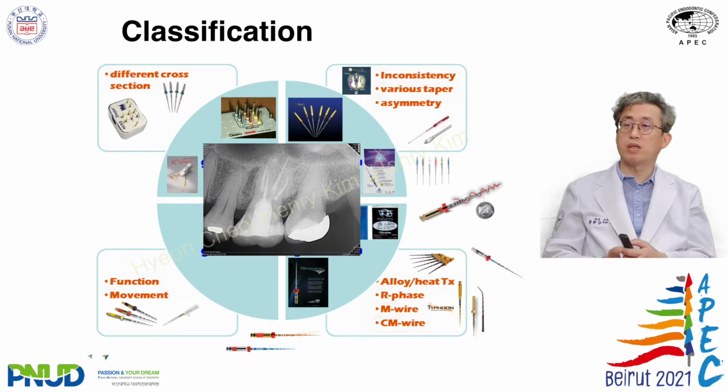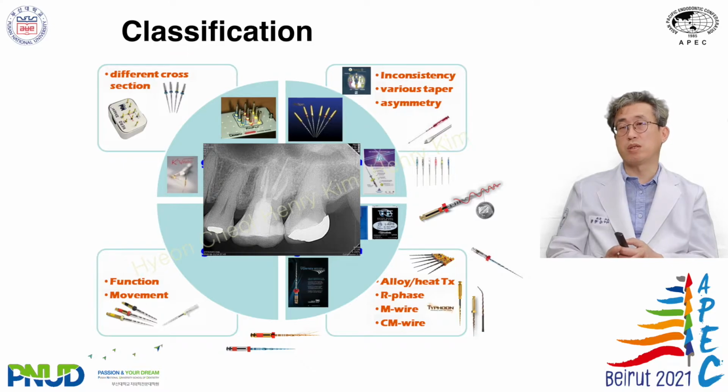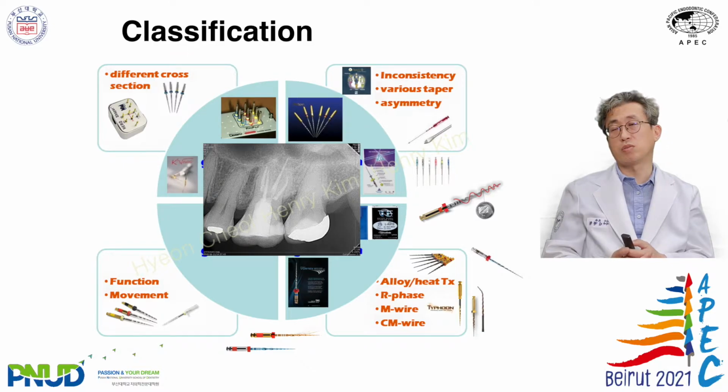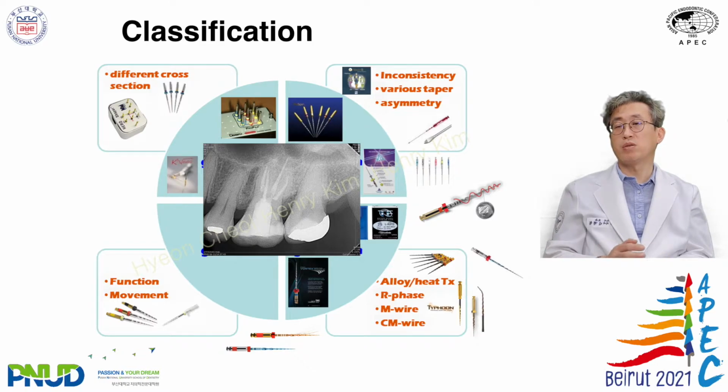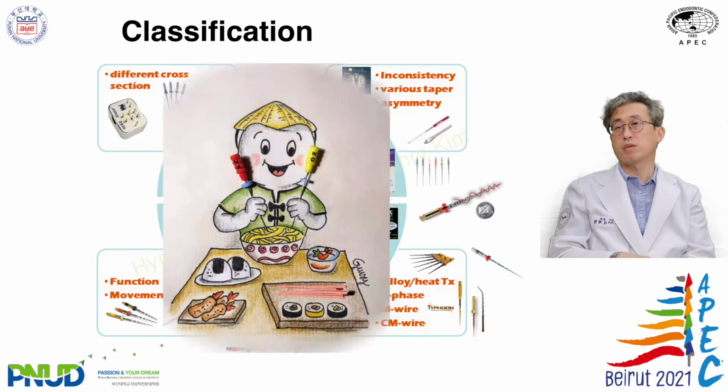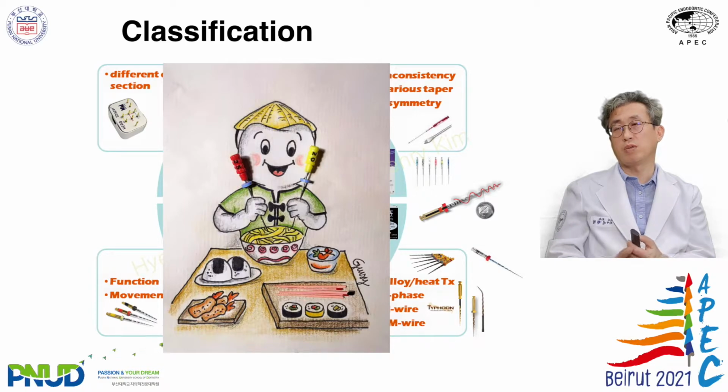All of these nickel titanium instruments are much more advantageous than the hand instruments made of stainless steel alloy. Whichever file you select as your preference, they can all do better than stainless steel instruments. As you have different tastes for food, you can select whatever you want.